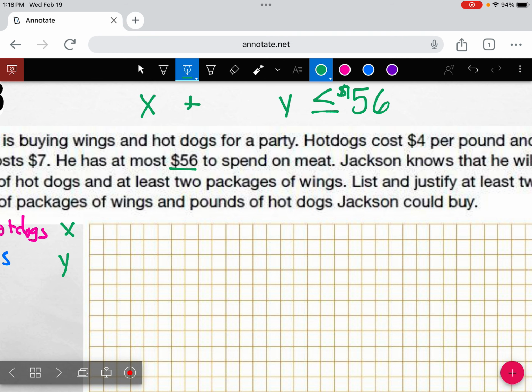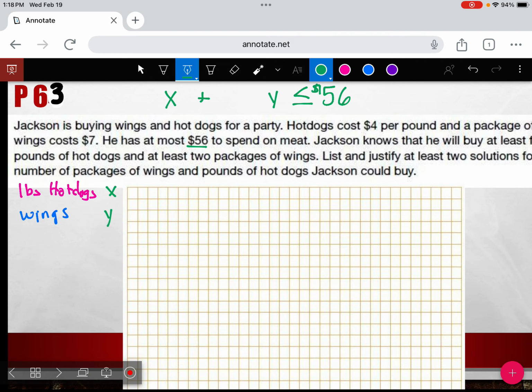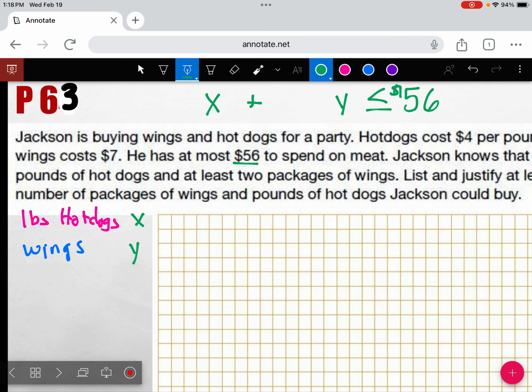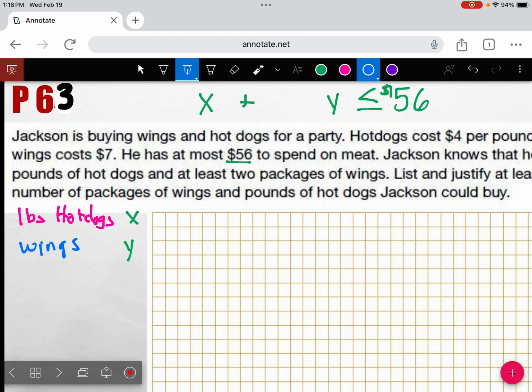But my X is just my pounds of hot dogs. How much does each pound of hot dogs cost? $4. So every pound of hot dogs I buy is going to be $4. Okay. So what do I need to do to my Y to fix this one? 7Y. So this is our money equation.